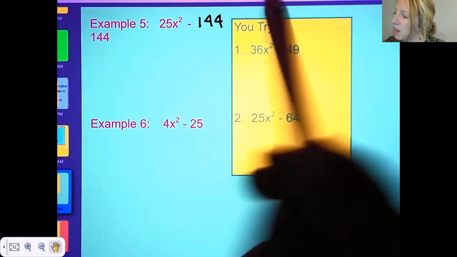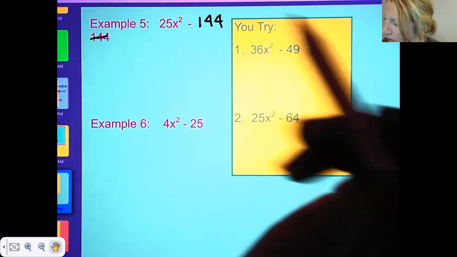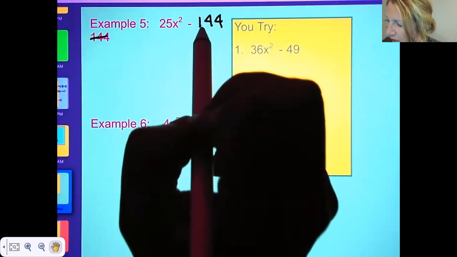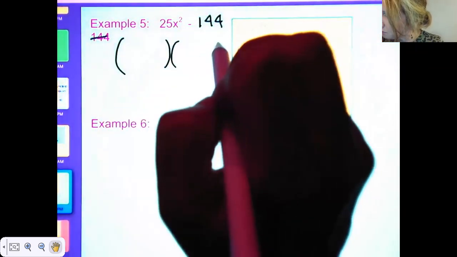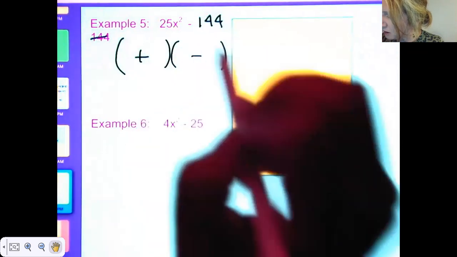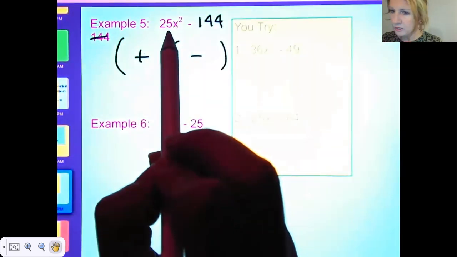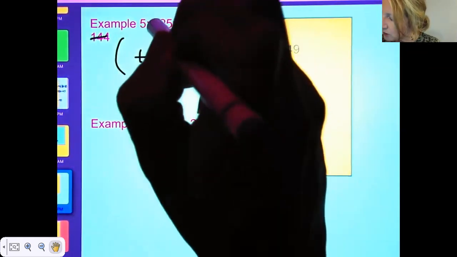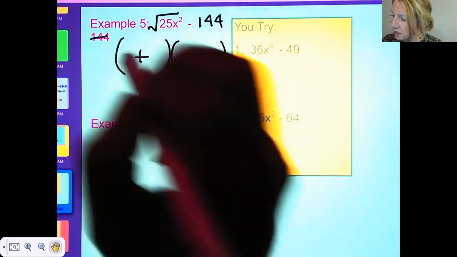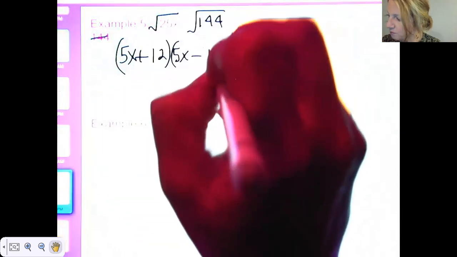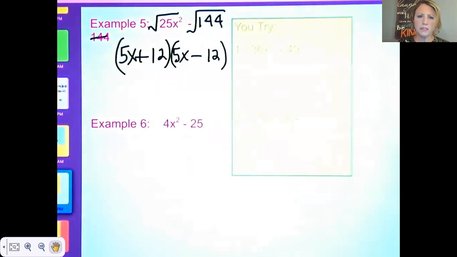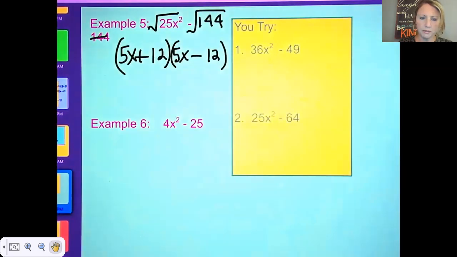All right, so we're ready to factor, so I'm just going to cross that out so I don't see that 144 again. I recopied it up top so it all lines up. So we draw our 2 binomials. We know one's going to be positive, one's going to be the opposite, and then now you're just taking the square root of the 2 perfect squares. So the square root of 25x squared, that's 5x. And the square root of 144 is 12. Okay, so this one simplifies to 5x plus 12 times 5x minus 12.